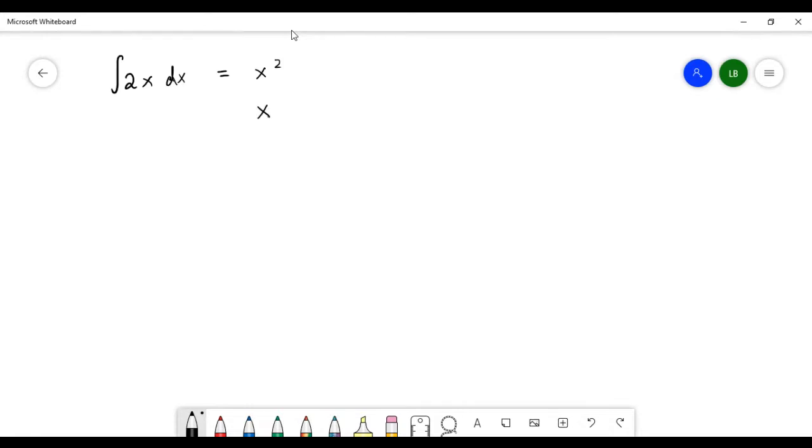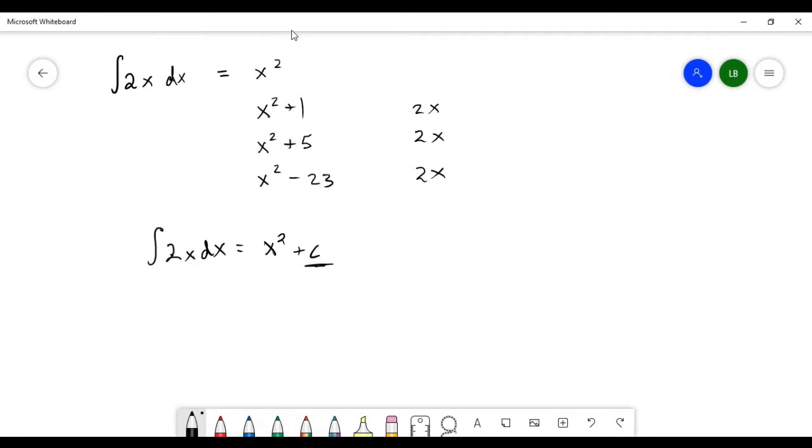But then we could also use x squared plus 1, because the derivative of x squared is still 2x, and then the derivative of 1 is just 0. So we could use x squared plus 5 as well, or x squared minus 23, because all of these have the same derivative of 2x. So in general, we write that the integral of 2x dx is equal to x squared plus any constant, because this constant is not going to affect our derivative.